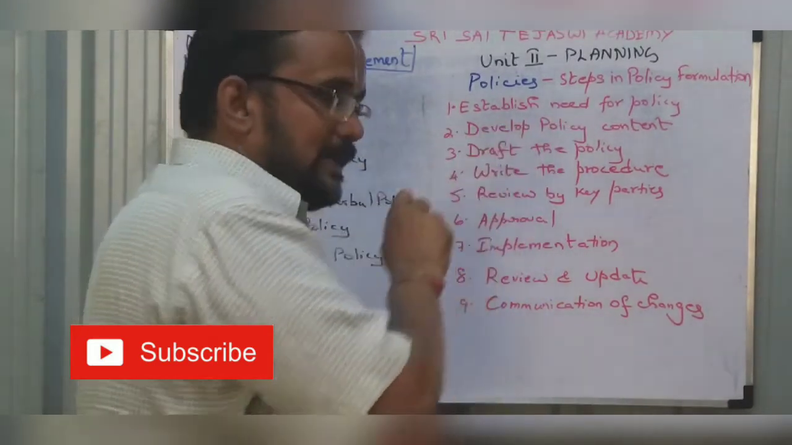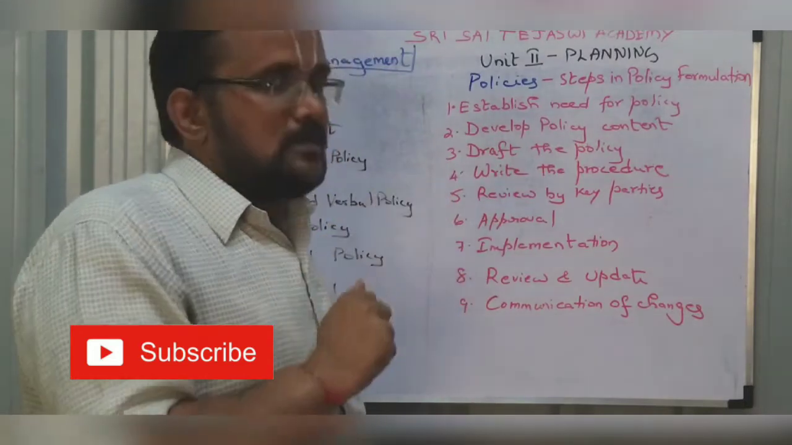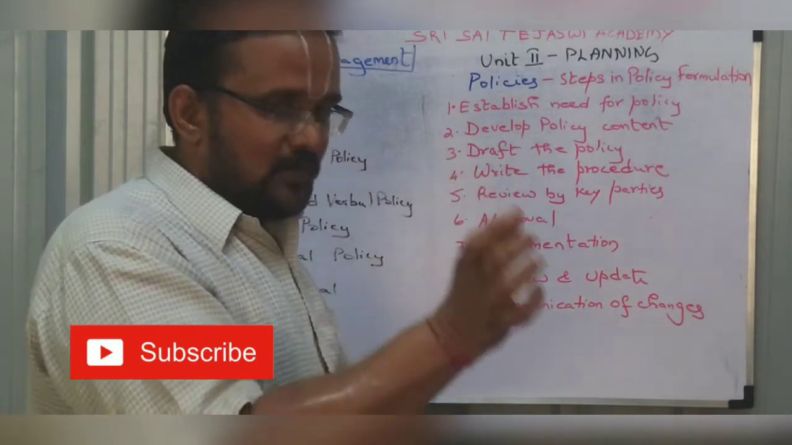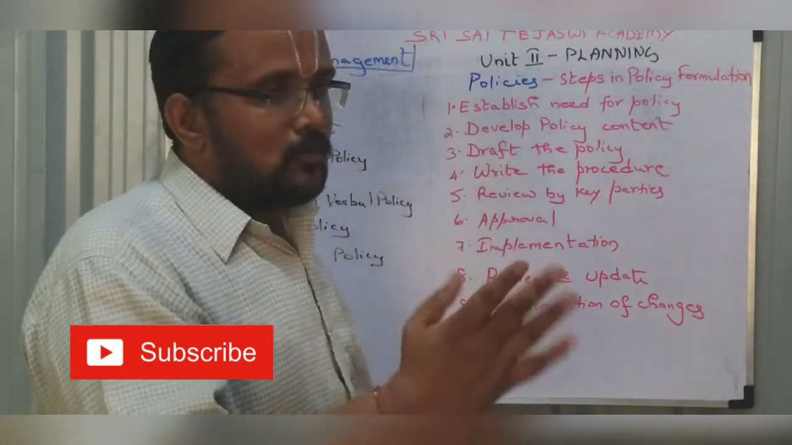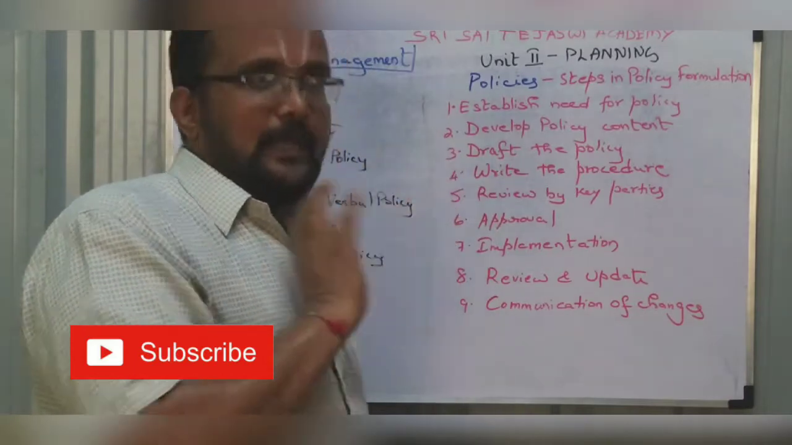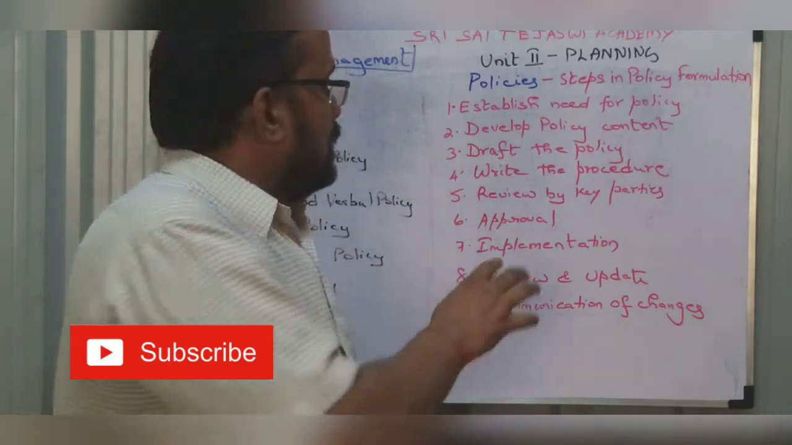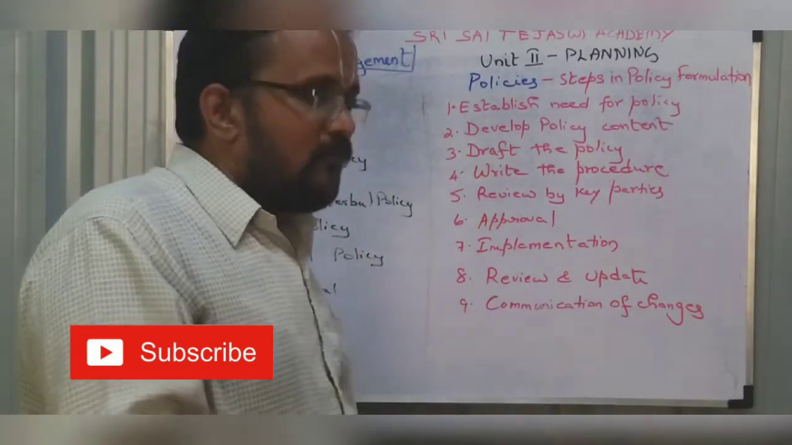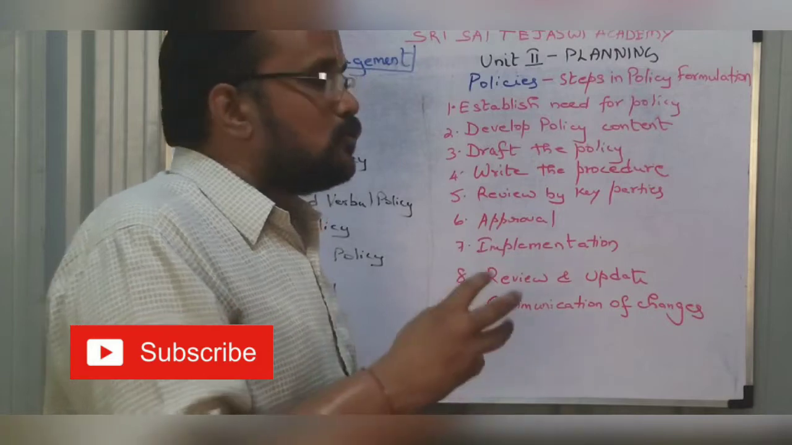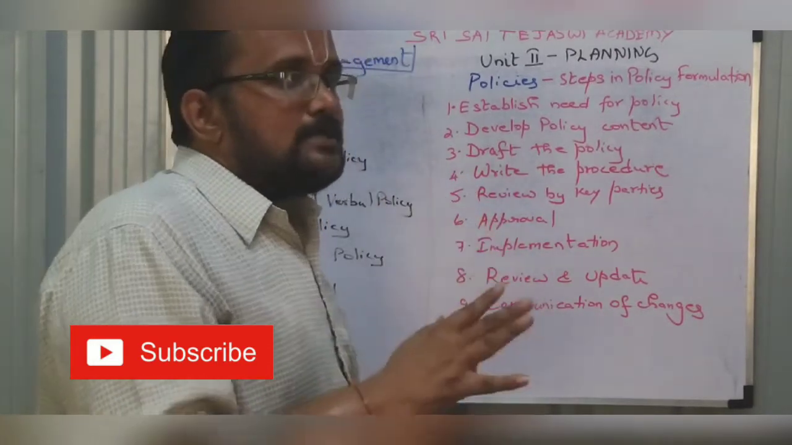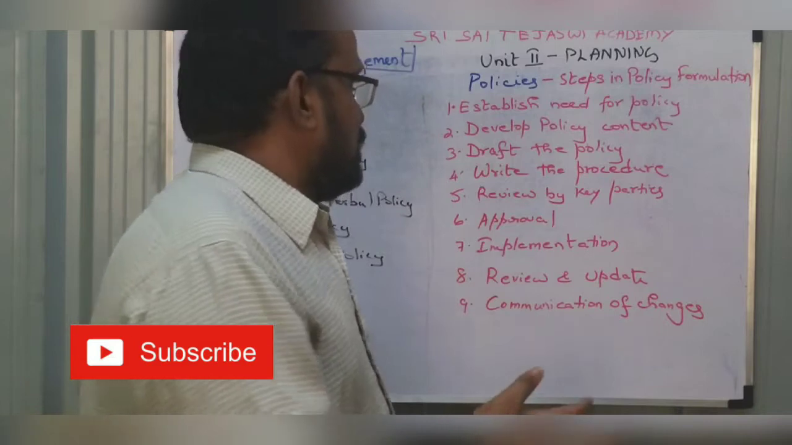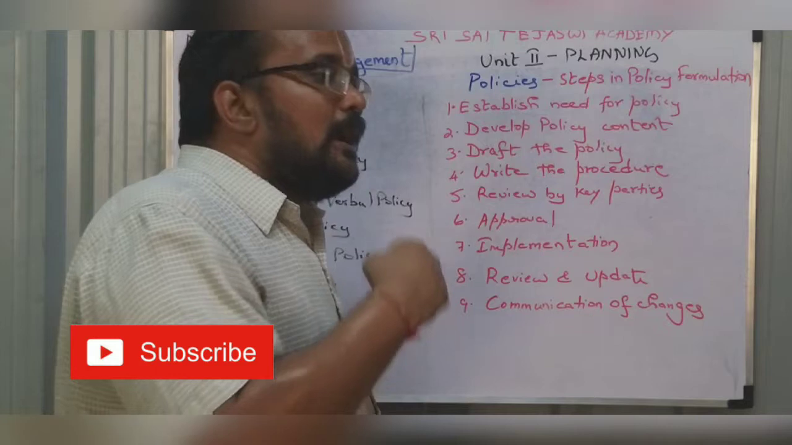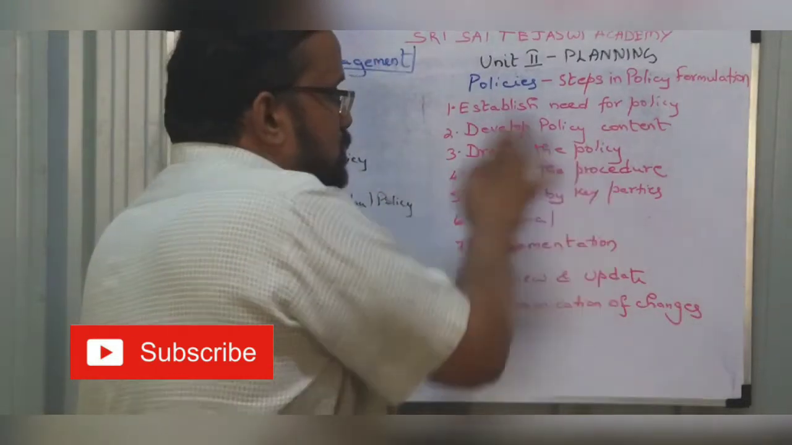Two, develop policy content. So what are the constituents of the policy? Who is involved, who does this refer to? This policy pertains to who are getting affected, who will be monitoring it, who will be evaluating it. So that is policy content. Three, draft the policy. So there is a team of members in an organization to sit and formulate the policy, evolve a draft. That is draft policy. Four, write the procedure. Actual implementation of the policy, how they are going to do it, they will write the procedure.